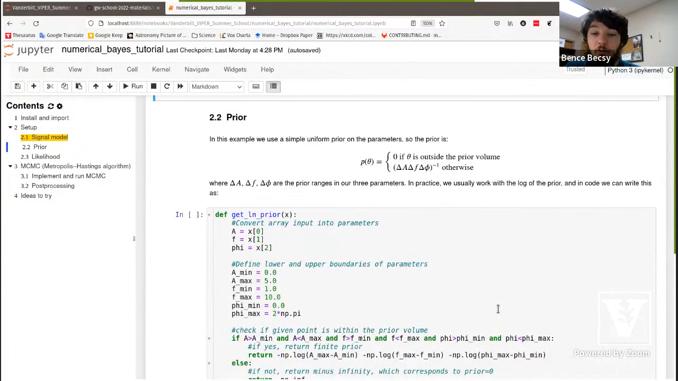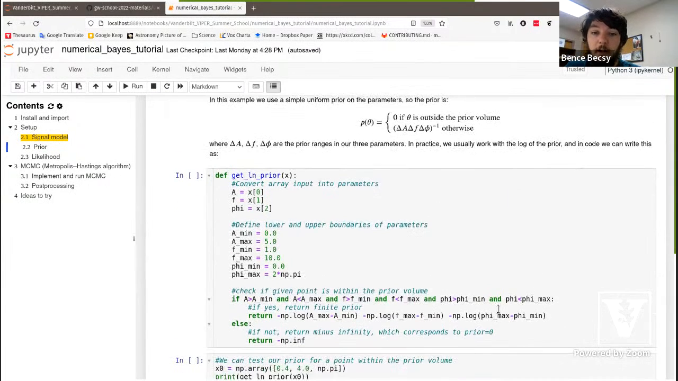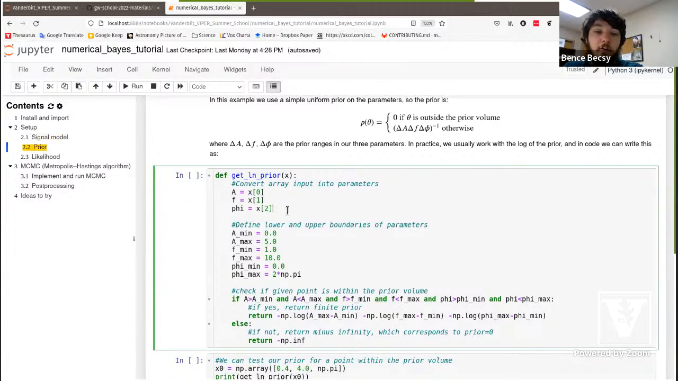The actual implementation is not much more complicated than that. We usually work with log likelihoods and log priors, so we will do that. We define this get ln prior function, which takes in a numpy array. And then just for clarity, we can convert the elements of this array into these three variables, so it's easier to see which element is which. And let me just hard code some lower and upper boundaries for the parameters here.